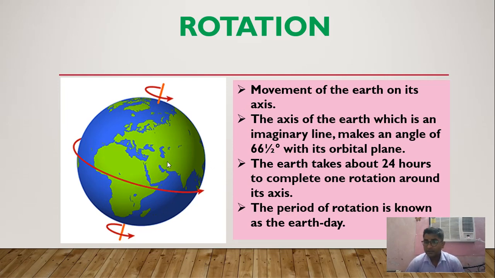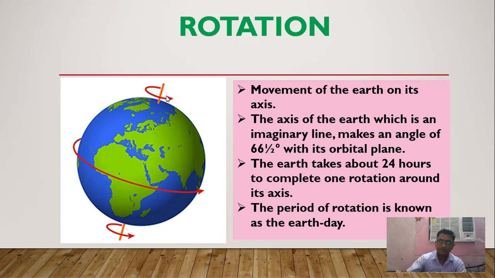The axis of earth is an imaginary line. So the second thing is, what is axis? ये axis क्या है? This is an imaginary line, not in reality, just imaginary. This makes an angle of 66.5 degrees with its orbital plane. अर्थ नॉर्मली 66.5 डिग्री के एंगल पे झुकी हुई है.